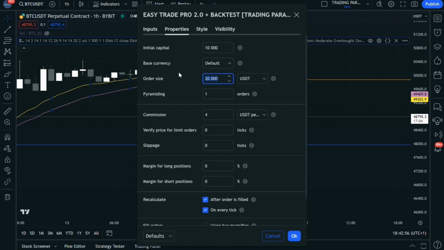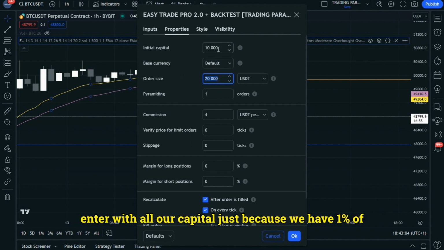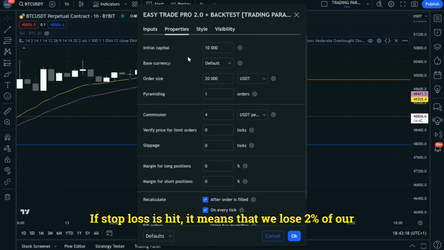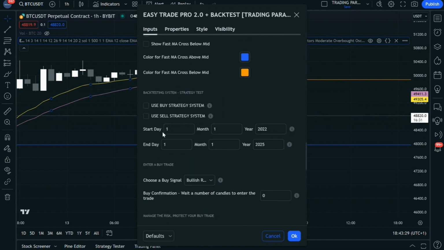2x leverage means we enter with $20,000, with all our capital, just because we have 1% of stop loss, which means that our risk per trade is $200. If stop loss is hit, it means that we lose 2% of our capital per trade. Commissions set, and we're gonna review.